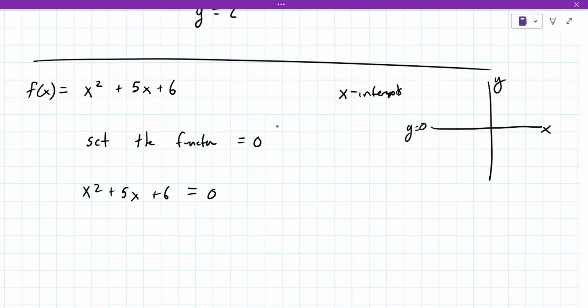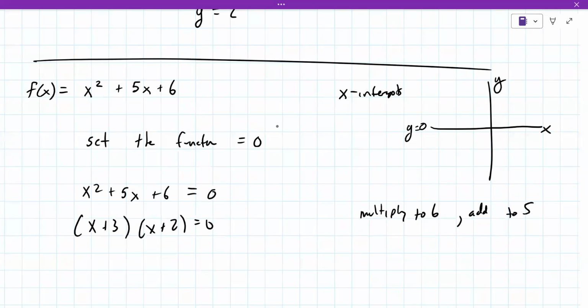Okay, if you're looking for two numbers that multiply to 6, but add to 5. Two numbers that multiply to 6 and they add to 5. 3 and 2. So this becomes x plus 3, x plus 2 equals 0. Okay. From here, you have to set each of those factors equal to 0. And then you have to solve those for x.